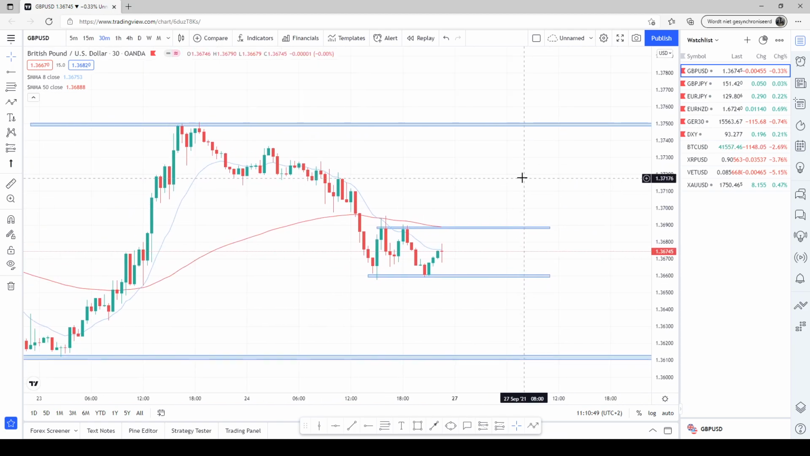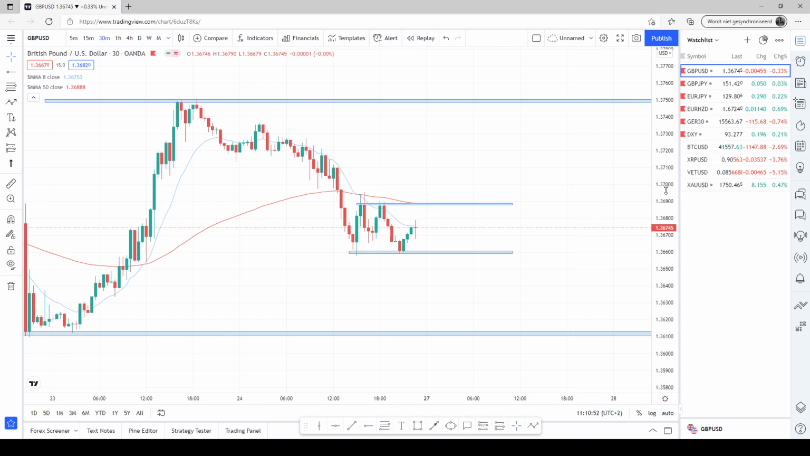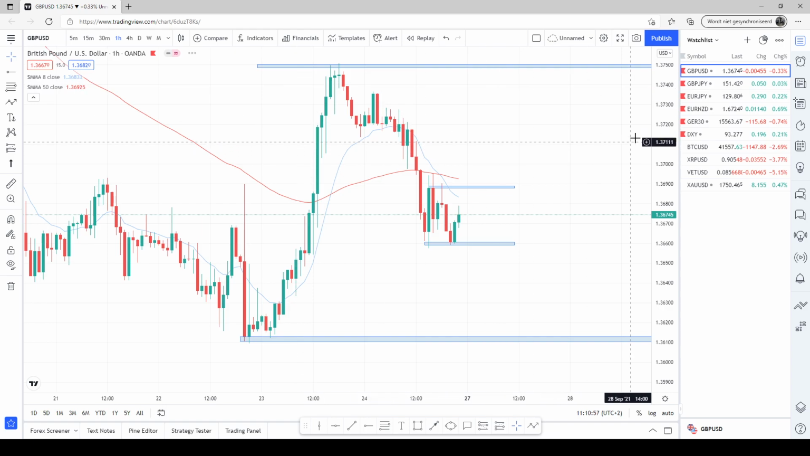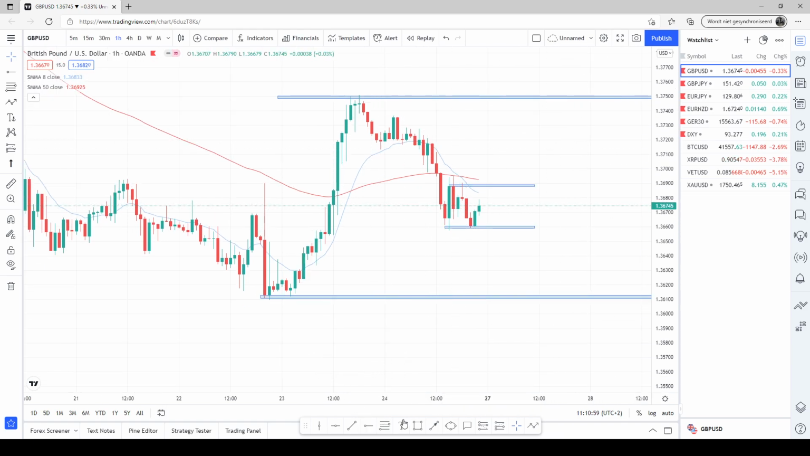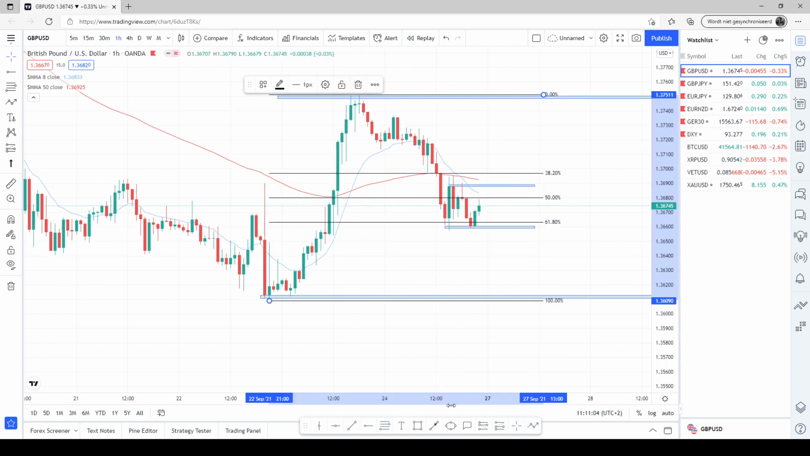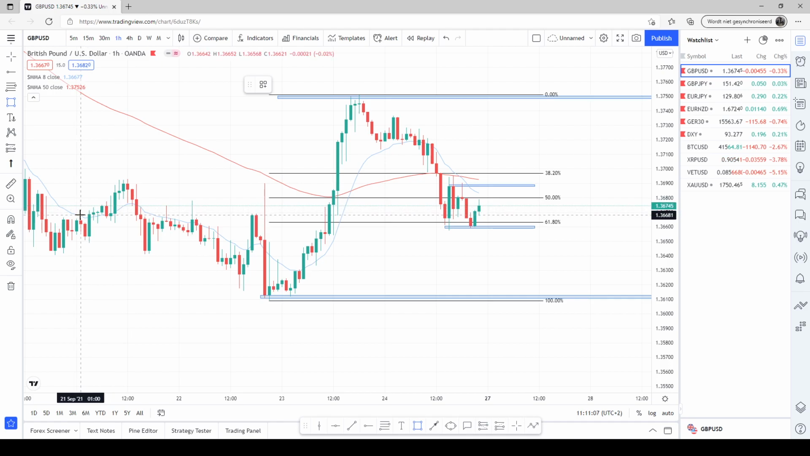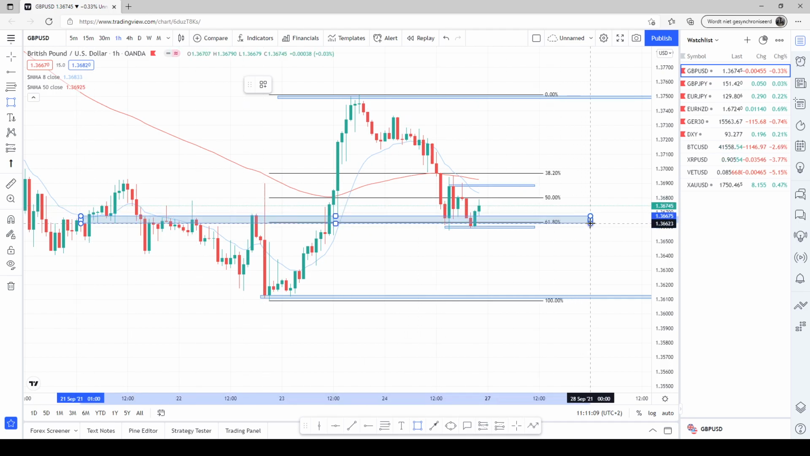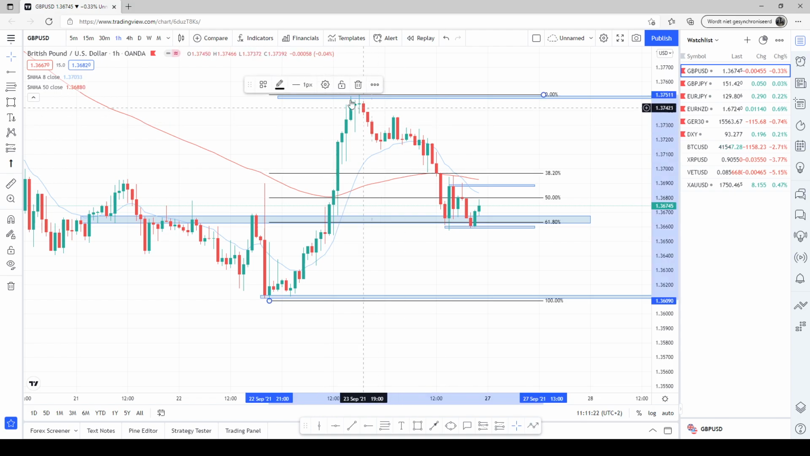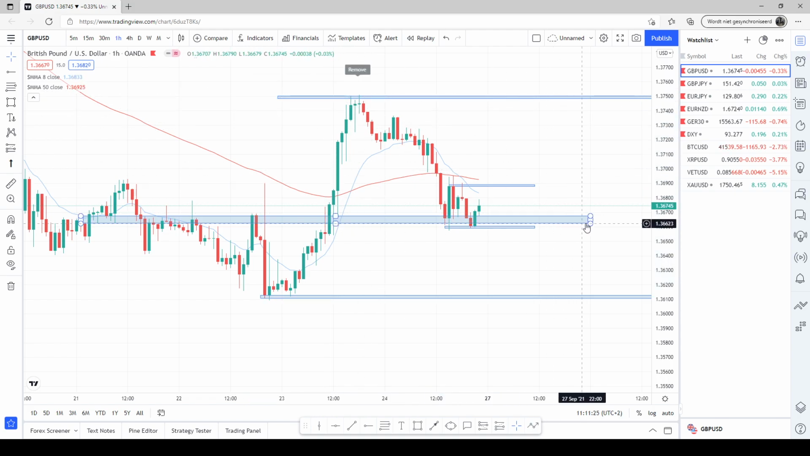So that's GBP USD for now. As you can see, I also don't use Fibonacci levels, but you could. If you look at this zone over here, you could use it as confluence. Let's say a double bottom, 1 hour bullish engulfing, all that kind of good stuff. But I don't use Fibonacci levels, so I keep it simple.